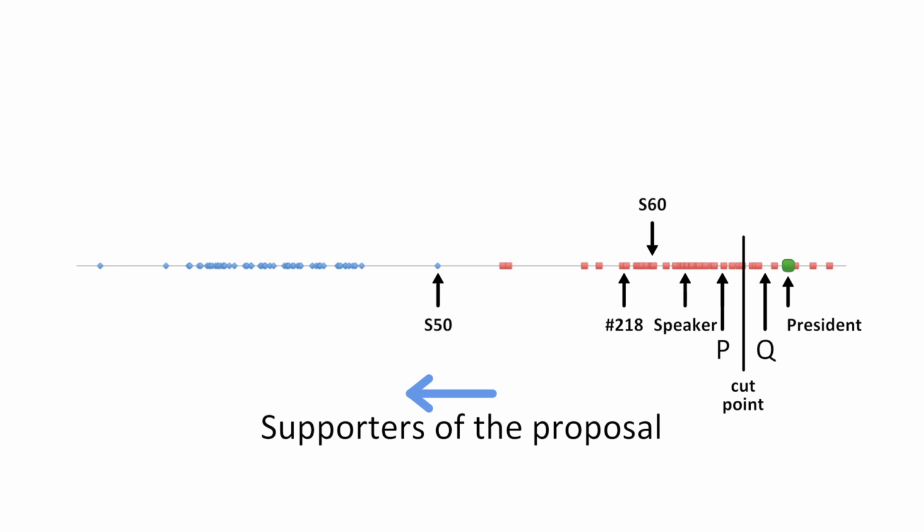Lastly, we add the president to the mix, and we look to see if all of the pivots are on the P side of the cut point. This time, everybody except the president is in favor of the bill. So what happens now? The bill passes the Senate because the filibuster pivot and the median senator approve of the bill. The Speaker and the House median both like the bill, so it will pass. But the president prefers the status quo, so the bill will get vetoed.